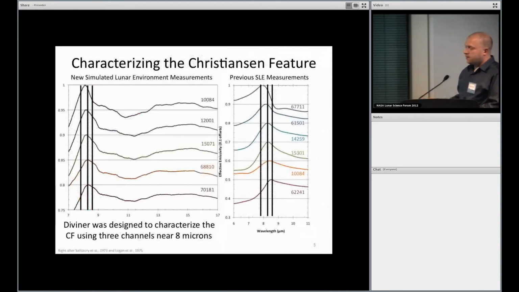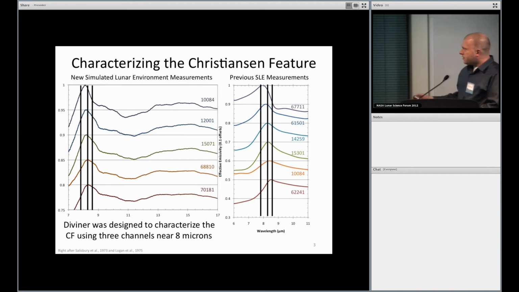But starting with the compositional side of Moscoviense, we're primarily using the Diviner Lunar Radiometer data set here. Diviner has 3 channels in the mid-infrared near 8 microns that were designed to map the Christiansen feature of silicates on the moon. And the plots I'm showing here are measurements in simulated lunar environment in laboratories of Apollo soils. The left are new measurements that we made in about the last year or so at University of Oxford. And on the right are some of the measurements from the early 1970s in literature. So this was a very useful data set with a lot of foresight.